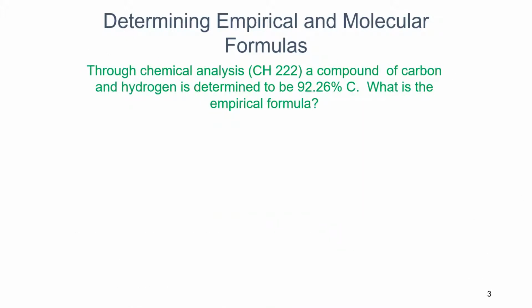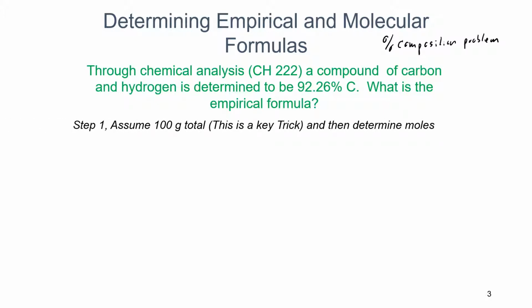Okay, so this is a typical percent composition problem. There's a couple of steps here, and if we follow those steps, we'll always be able to succeed. So the problem reads that through a chemical analysis that you would learn about in Chemistry 222, a compound of carbon and hydrogen is composed of 92.26% carbon. What's the empirical formula? Okay, so the first trick is we don't know really how much compound we're talking about, so we have to assume a certain amount. So if we assume 100 grams total, then we can determine the moles present.